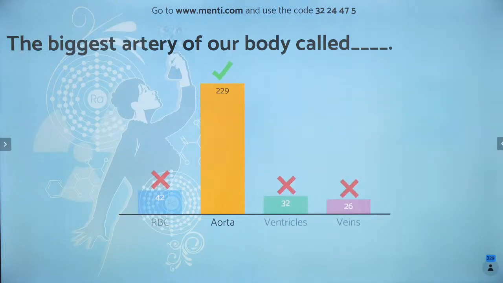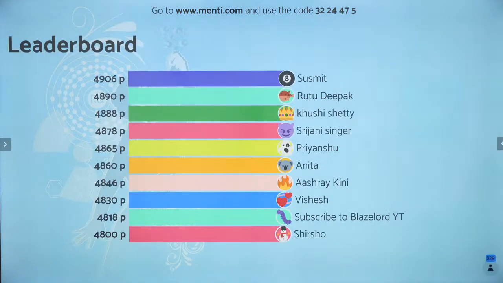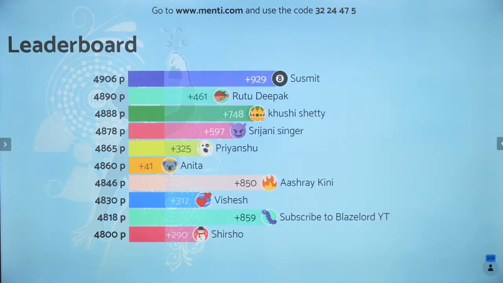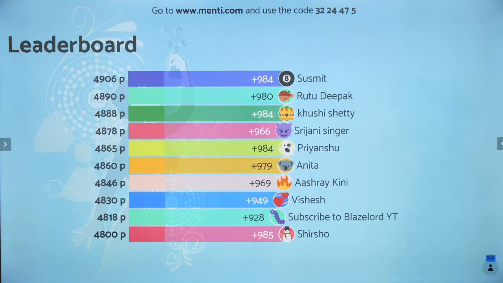Very good. 229 students are correct. Very good. It is the aorta which will carry the oxygenated blood from the left ventricle to the entire body.